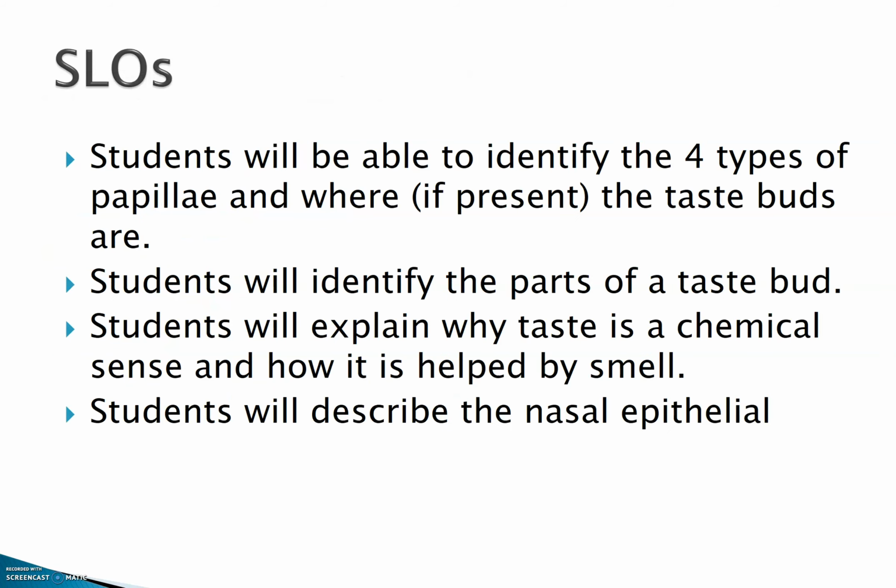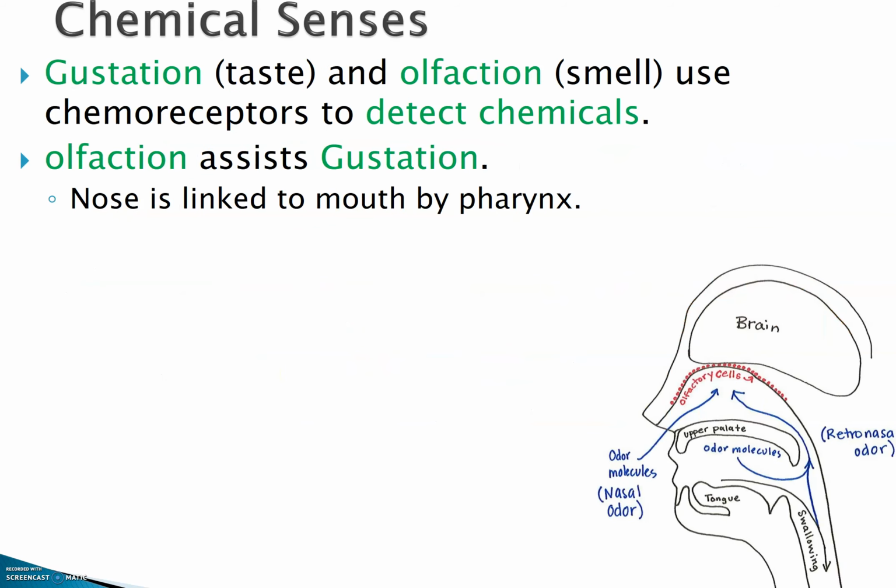So we're going to look at senses of smell and taste. They're both chemical senses. And we're going to look at the papilla. I've never been really big on the different types of papilla. We're going to identify the top parts of a taste bud and see how smell and taste are related and look at the nasal epithelial. So gustation is taste. Olfaction is smell.